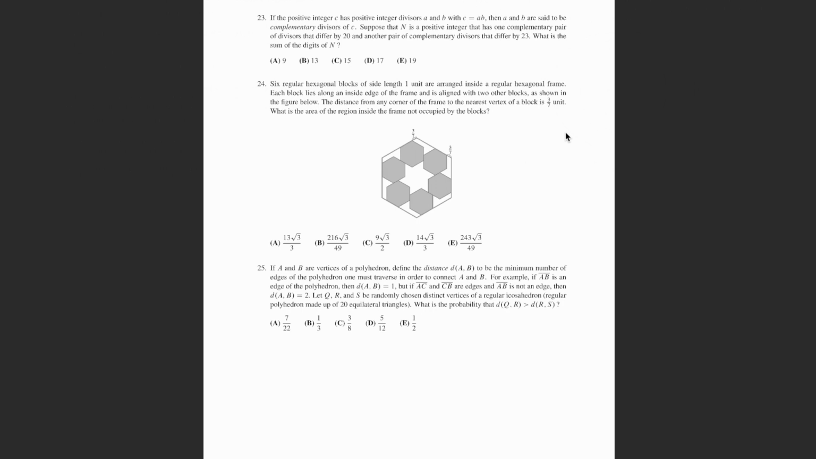23, it's pretty easy to solve by experimenting. If you try some values, you'll see that it goes down and down and down, and you'll get C, 15. 24, probably the hardest problem on the test. It's good for its number, and it's solved by finding 30, 60, 90 triangles inside this diagram. So it's a pretty good problem.